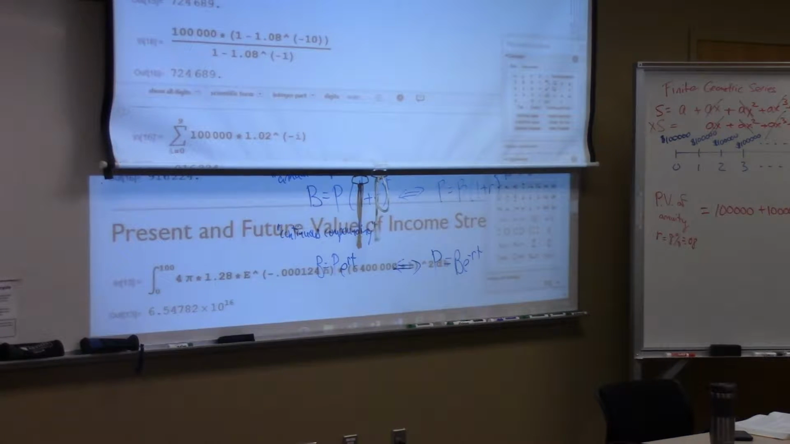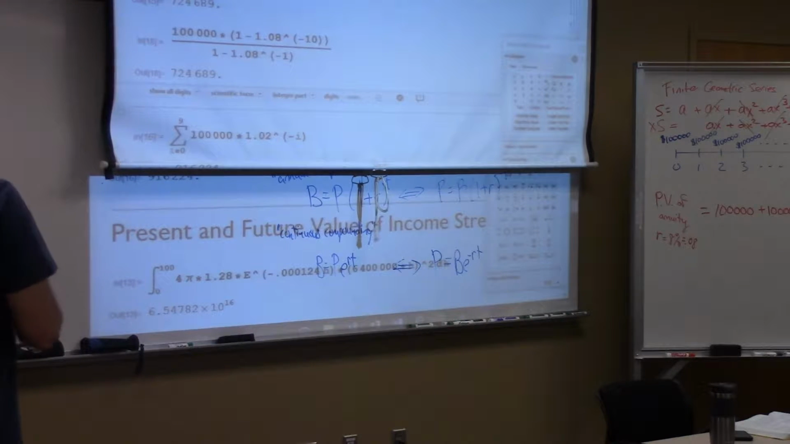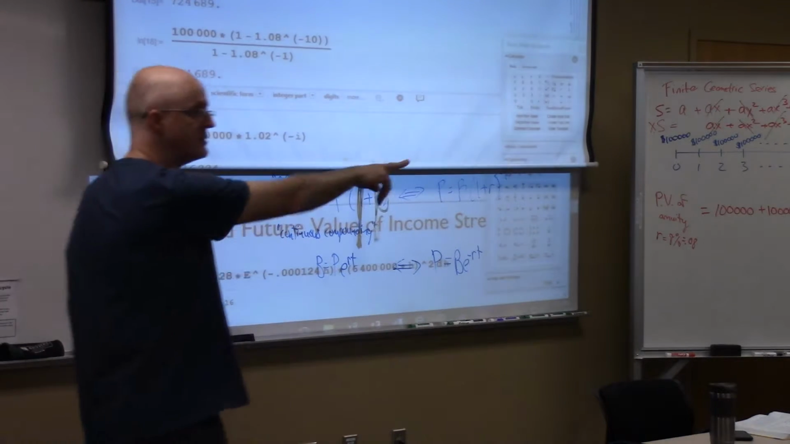Okay? Formula for a finite geometric sum, we're going to use that a lot in here. We could also find the future value of this annuity.